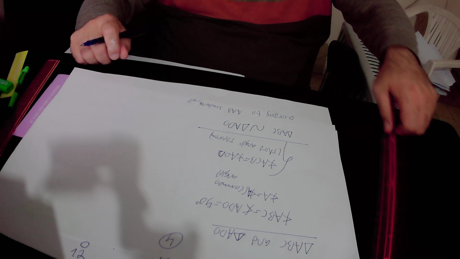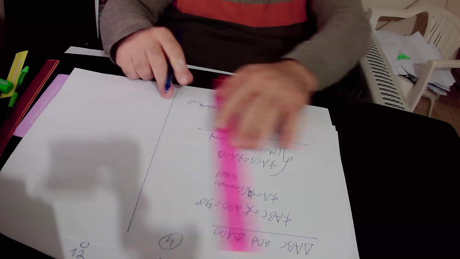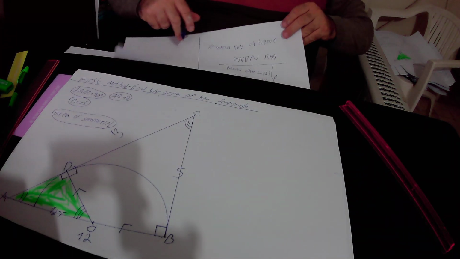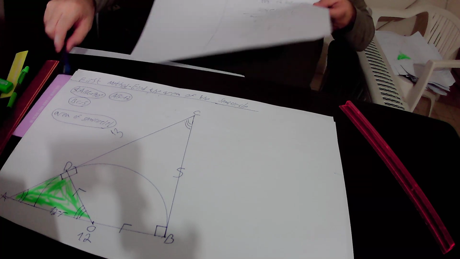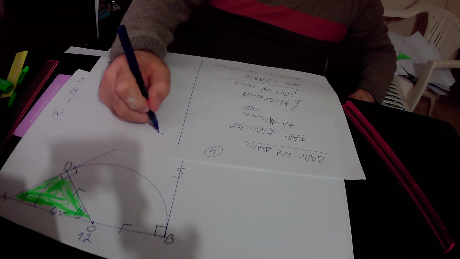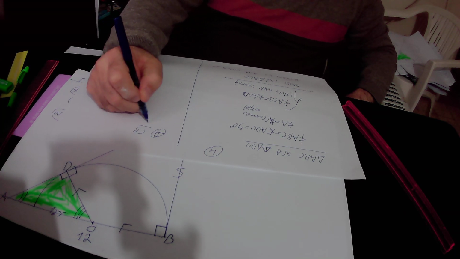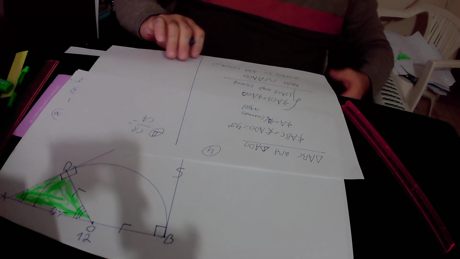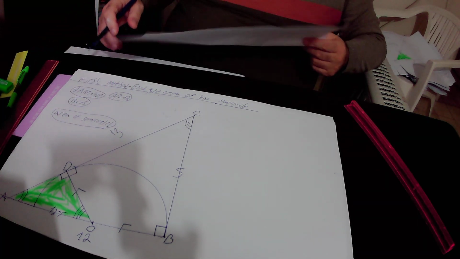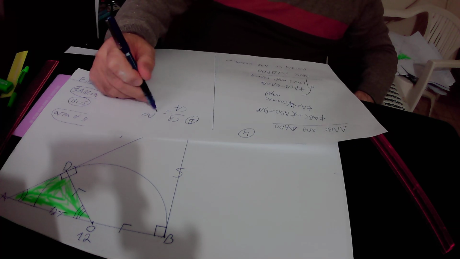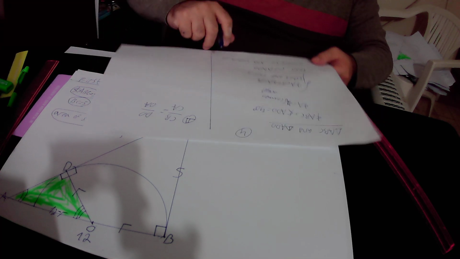Okay, and from the fact that triangle ABC is similar to the green triangle, triangle ADO, we will conclude that CB over CA in triangle ABC equals DO over OA in the green triangle, triangle DAO. I'll repeat again.